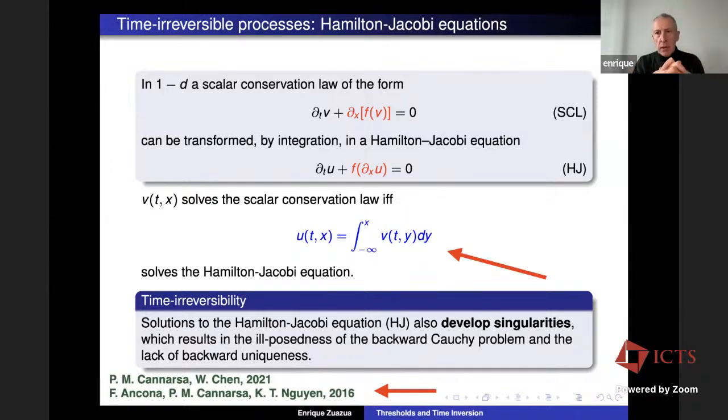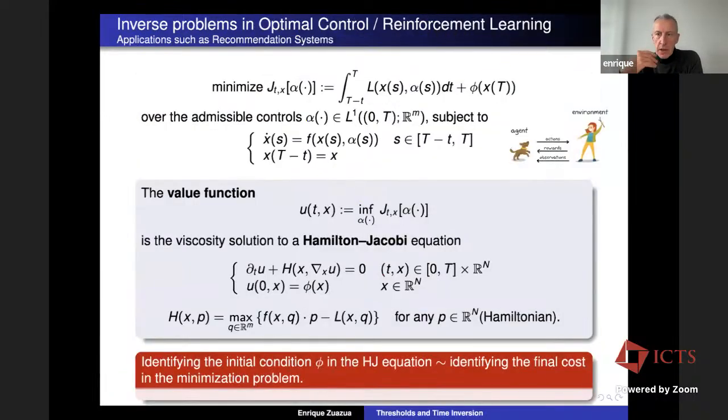Now, on the other hand, in 1D, as I discussed yesterday, there is a one-to-one correspondence between Burgers and Hamilton-Jacobi. This is a second reason to do it. And maybe the third reason to do that is that Hamilton-Jacobi is intrinsically related, as you know, with classical optimal control problems through Bellman's principle of dynamic programming, right? We know that one of the main sources of motivation for Hamilton-Jacobi equations is control, right?